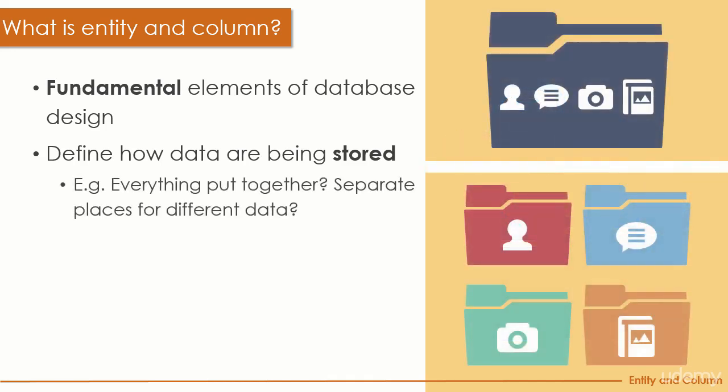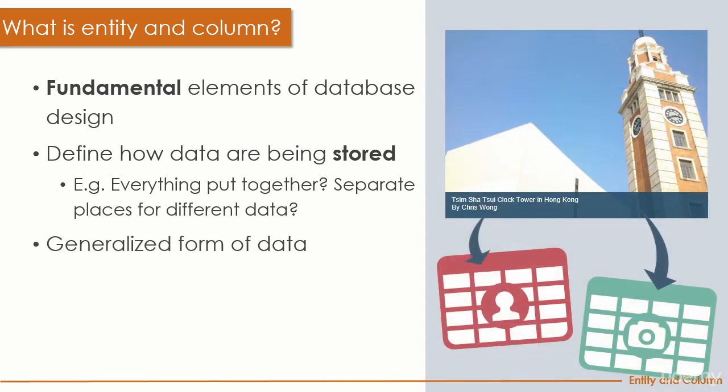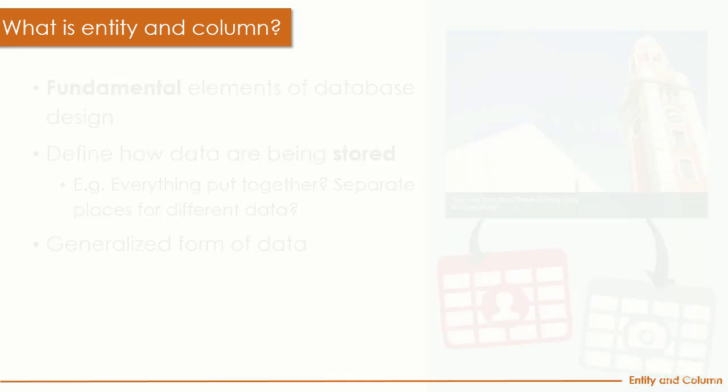For example, you can put everything in a single entity and then put all the attributes in the columns of the single entity. Or you can spread it to different places, different entities, to store the data. In short, the entity is the generalized form of your data. Just like when we're talking about a photo, we will store the photo information and the uploader information.